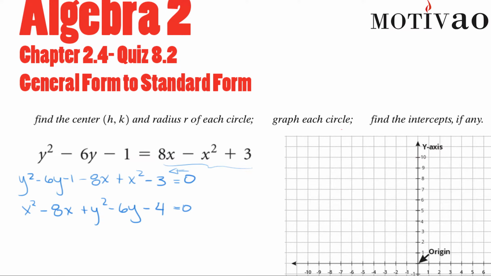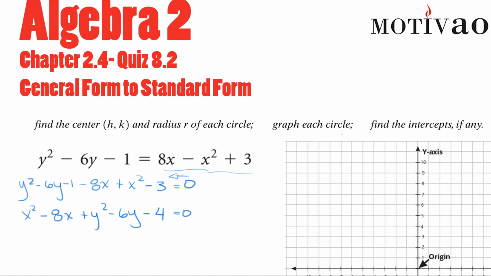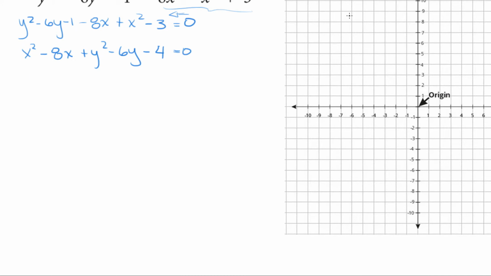So now, what I'm going to do is make it into standard form. In order to do that, we're going to use an expression called b over 2 squared. B here is going to be the numbers that are multiplying x and y. So in this case, b is negative 8 for x, and b is negative 6 for y. So I'm going to have for x, negative 8 over 2 squared.